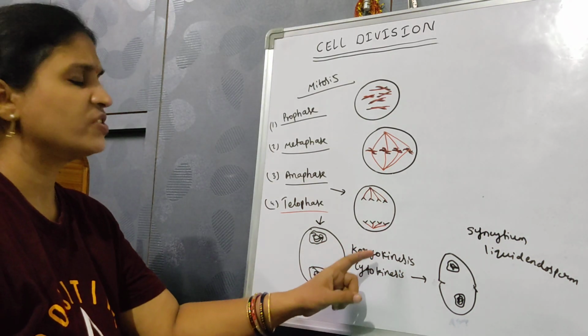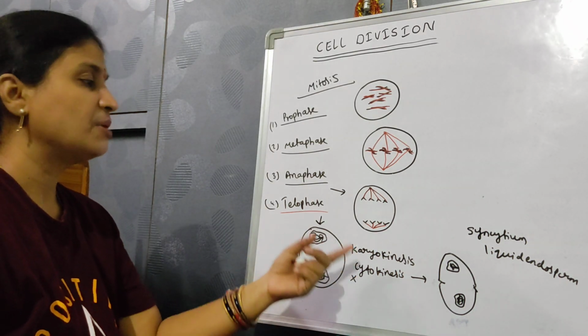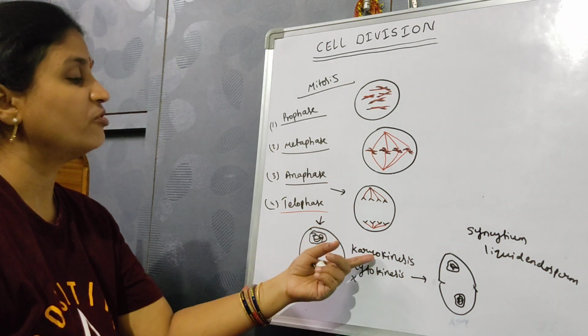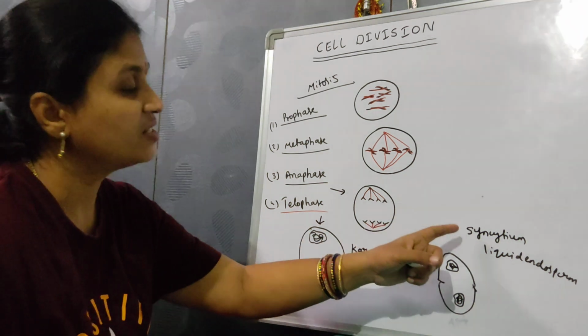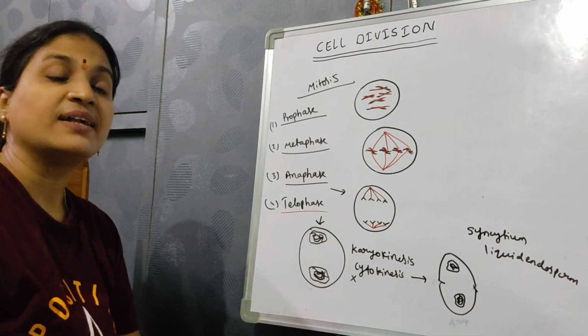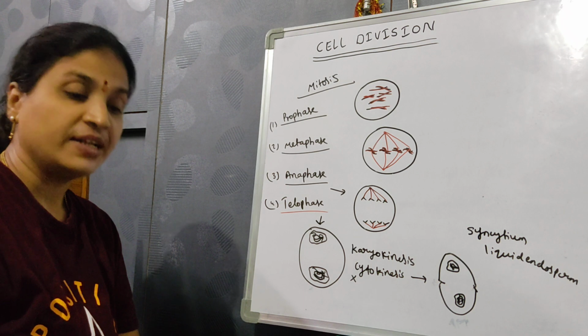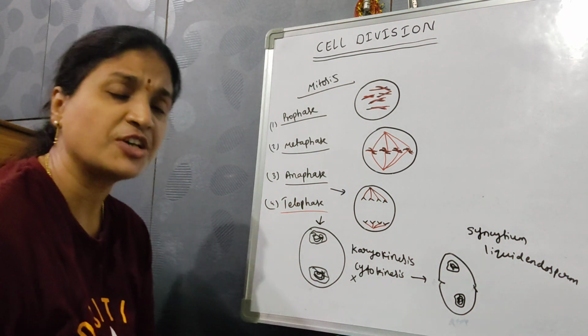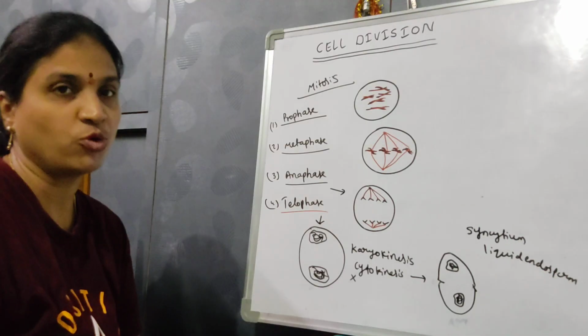In most cells, this will be followed by cytokinesis. Sometimes it will not be followed. The cytokinesis will not follow karyokinesis. In such conditions, the syncytium condition is going to develop. The syncytium condition can be seen in the liquid endosperm of coconut.